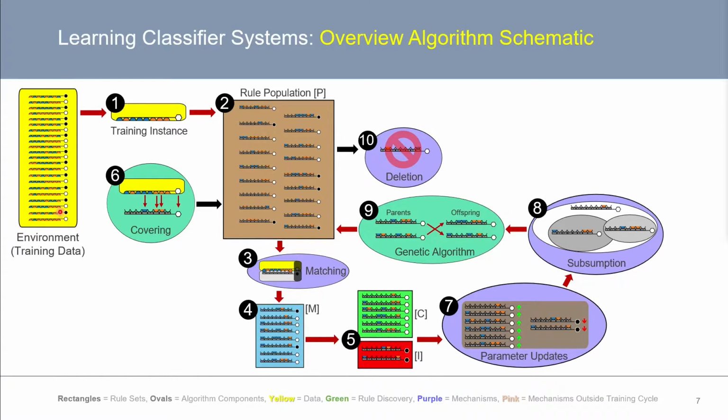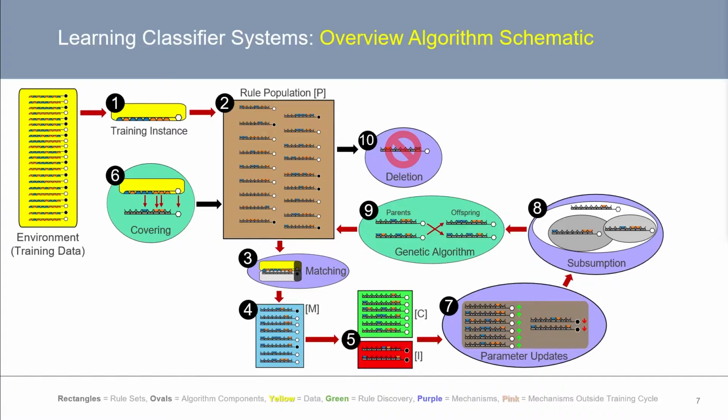Shapes in yellow denote data as either a data set or a single data instance. Ovals in green identify algorithm components responsible for discovering new rules to add to the evolving rule population. Ovals in purple denote other non-rule discovery components, and pink ovals, which will appear in a bit, will denote algorithm components that play a role outside of the training cycle.